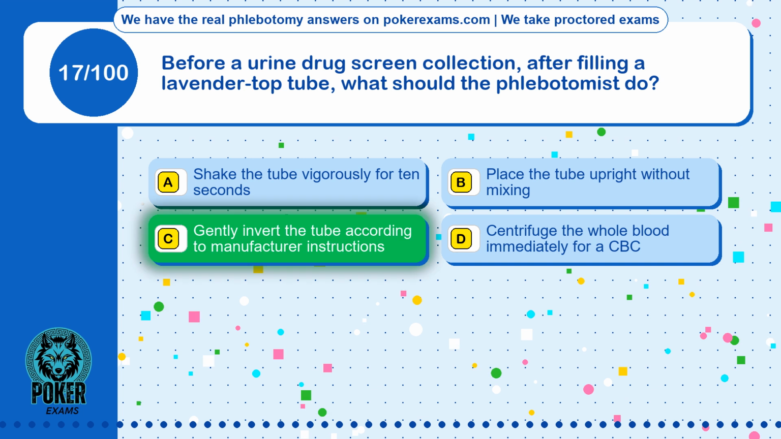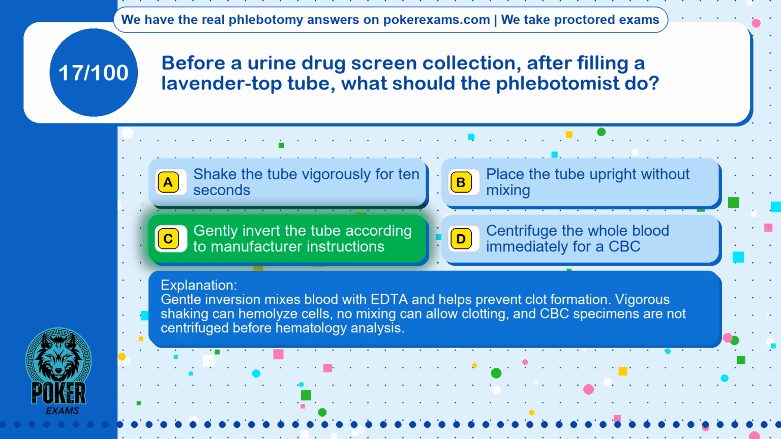The correct answer is option C. Gently invert the tube according to manufacturer instructions. Gentle inversion mixes blood with EDTA and helps prevent clot formation. Vigorous shaking can hemolyze cells, no mixing can allow clotting, and CBC specimens are not centrifuged before hematology analysis.